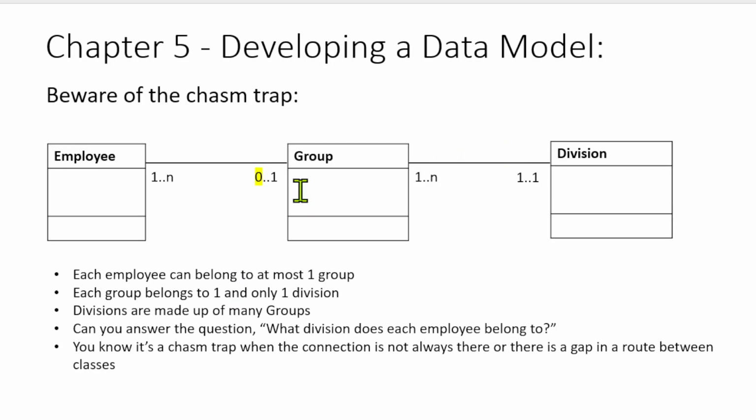Okay, now each employee can belong to at most one group. Each employee belongs to one and only one division. Divisions are made up of many groups. Can you ask the question, what division does each employee belong to? You can infer that across here. Group, bam. The issue is this 0 here. That's what the trap is, and we're going to show it in the next picture.